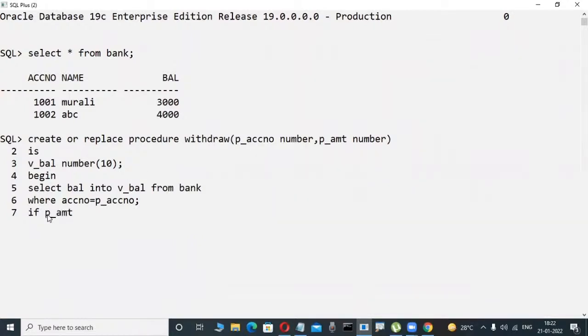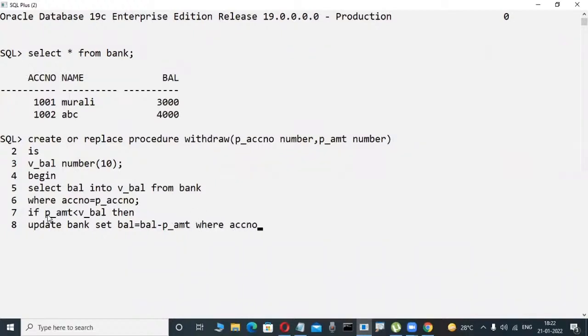Suppose that amount, logically observe, not the coding. Here that amount is less than the available balance. Then I want to affect that in the database. Update table name, set balance equal to balance minus p_amount, where something. Some coding is there.